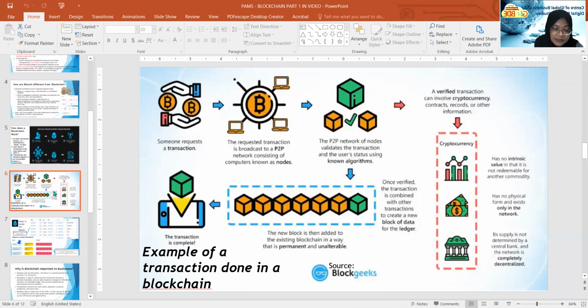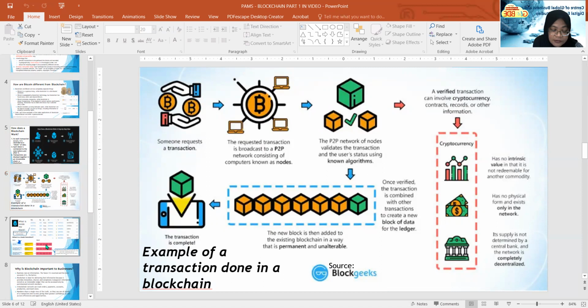So this slide shows an example of a blockchain for a transaction involving cryptocurrency. I have to ask you to please take a look at the example. We will discuss it later during our meeting in May.